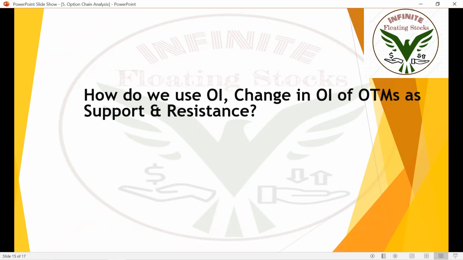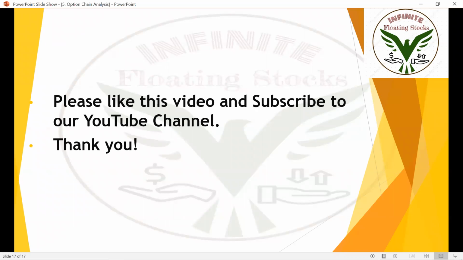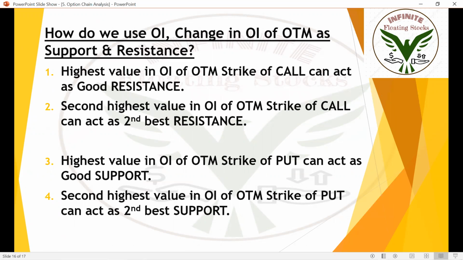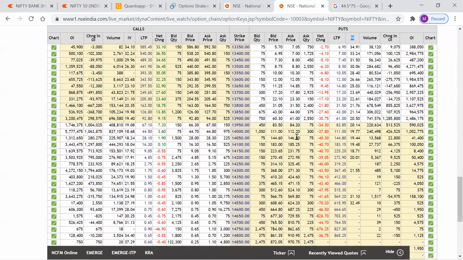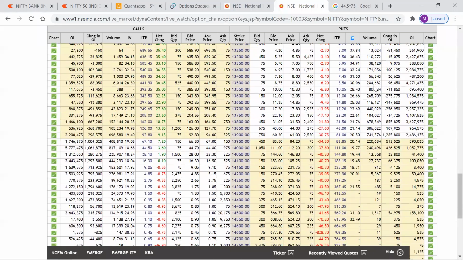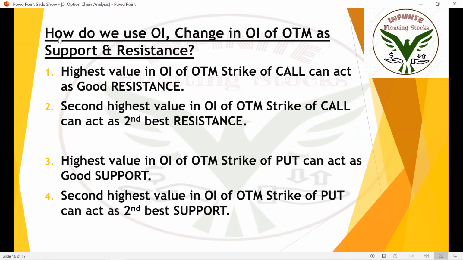So this is the final content for today's session, which is regarding how we use OI and change in OI of OTMs as support and resistance. Pretty simple. All right, only one slide left. Let's go to the PPT. Now look at the heading: how do we use OI or change in OI of OTM?